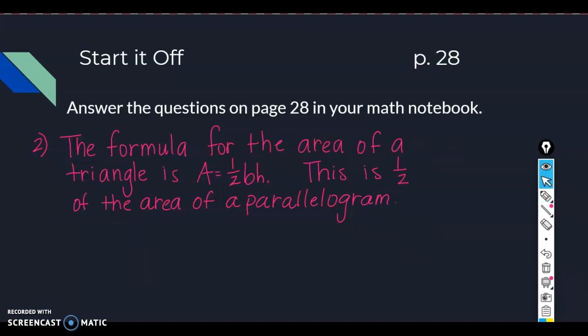Question number 2 asks, how is the formula for area of each triangle related to the area of a parallelogram? The formula for the area of a triangle is area equals 1/2 base times height. Notice that when we have a parallelogram, we have base and height. So if we were to draw a parallelogram, we see created by the right angle would be height, and at the bottom is our base. If we were to draw a diagonal through our parallelogram, we see we have 2 triangles. Therefore, 1/2 of the area of the parallelogram is the area of a triangle.